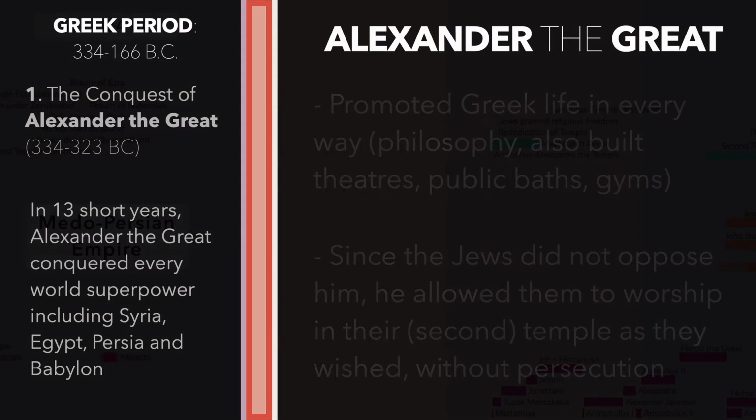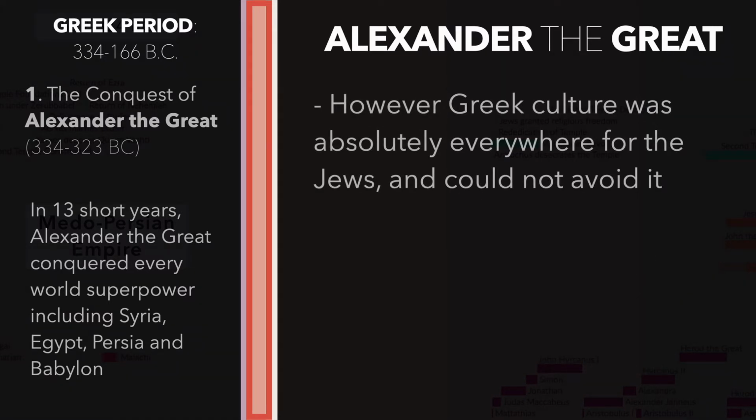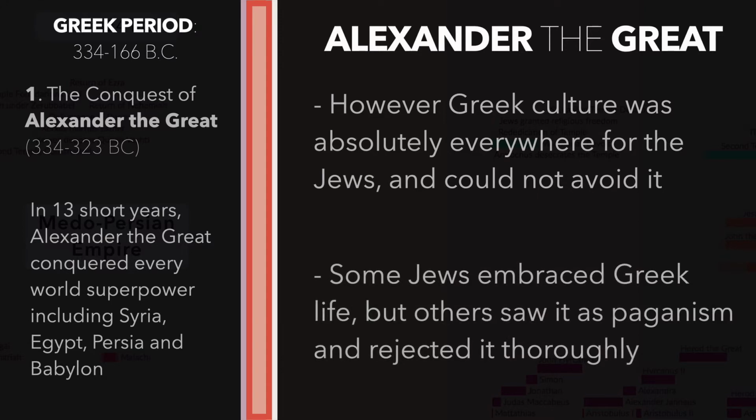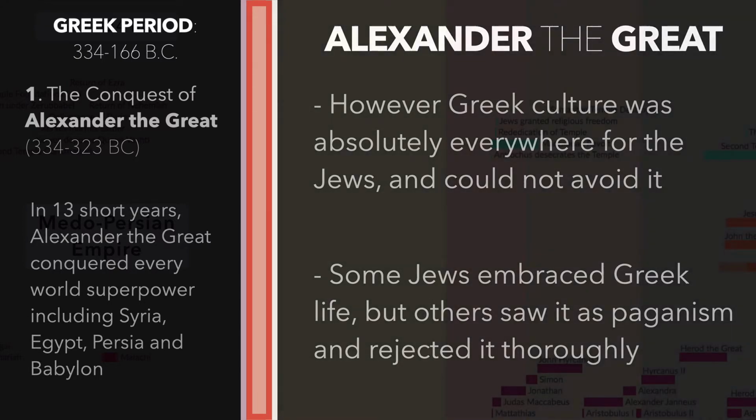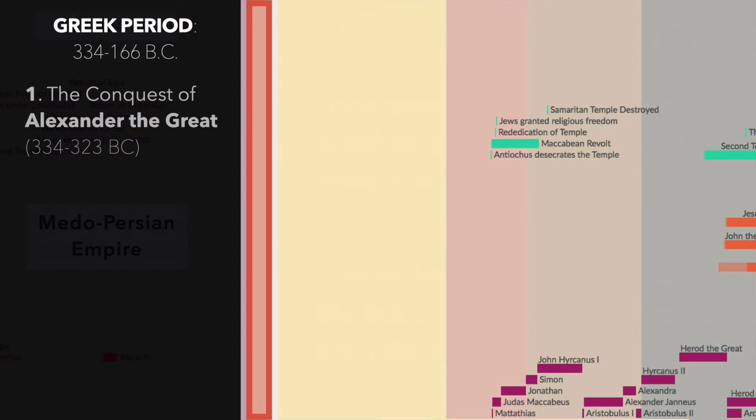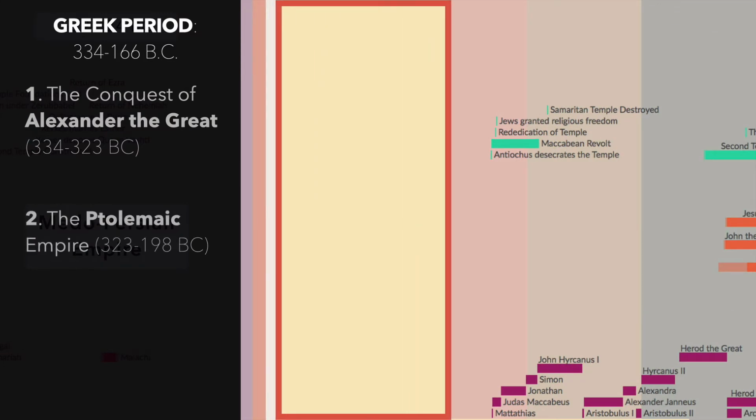However, Greek culture was everywhere, and the Jews could not avoid it. They could not go anywhere without encountering Greek culture: statues, architecture, language, and philosophy. It was everywhere around them. And this is important because some of the Jews began to embrace Greek life, but others did not. They really saw it as paganism, and they rejected it thoroughly. So this Hellenization of the world caused a rift between the Jewish people. So this is important to understand about Alexander the Great's influence. So that's the first section, the conquest of Alexander the Great.